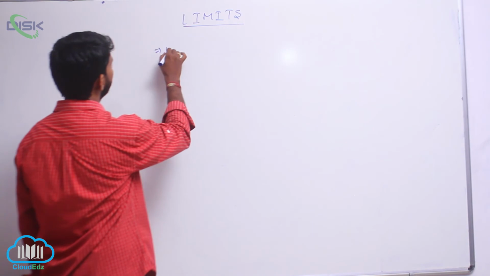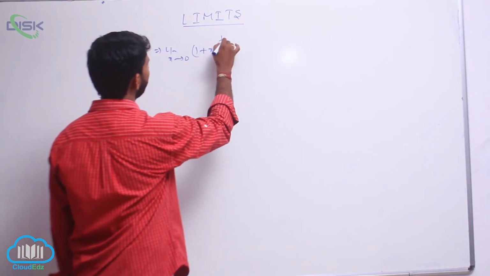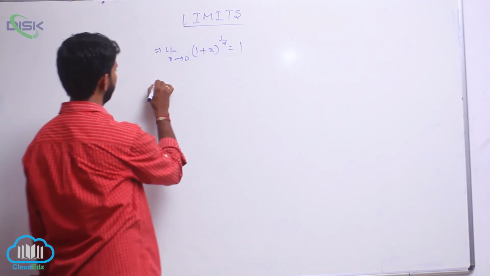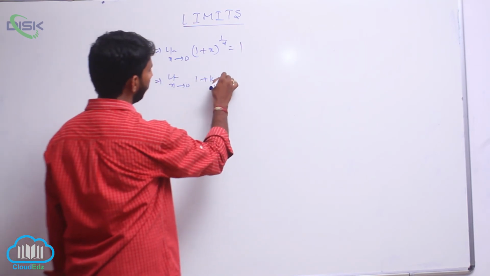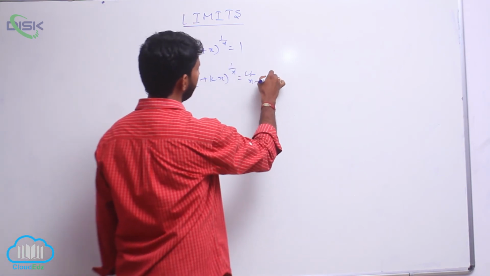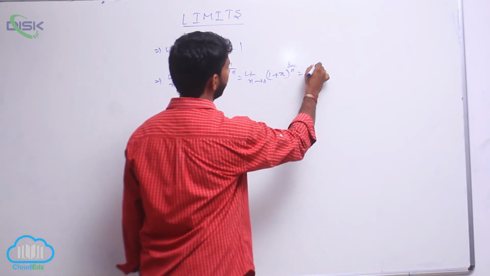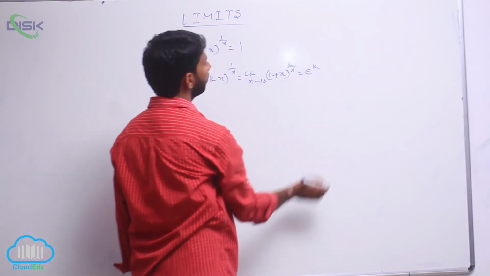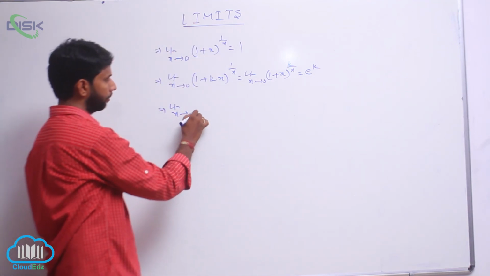And next one, limit as x tends to 0 of 1 plus x whole power 1 by x is equal to e. Limit as x tends to 0 of 1 plus kx whole power 1 by x is equal to e power k, and limit as x tends to 0 of 1 plus x whole power k by x is equal to e power k.